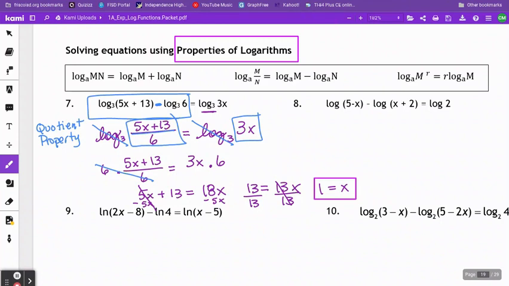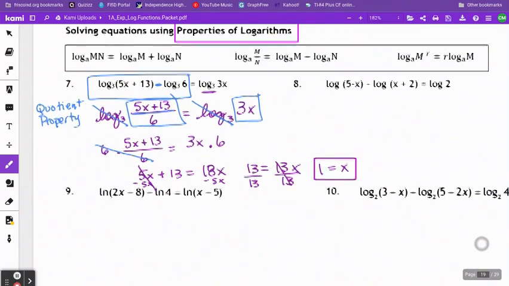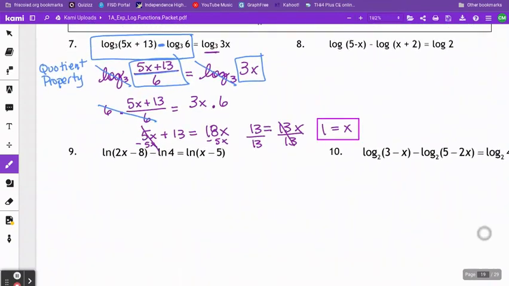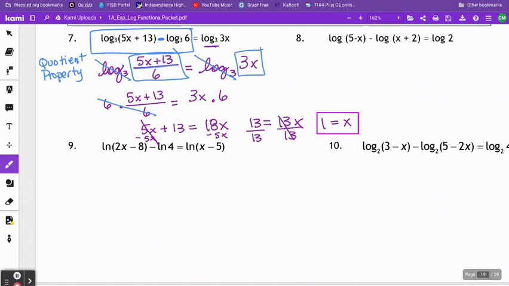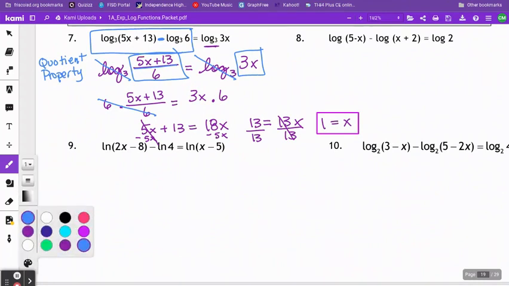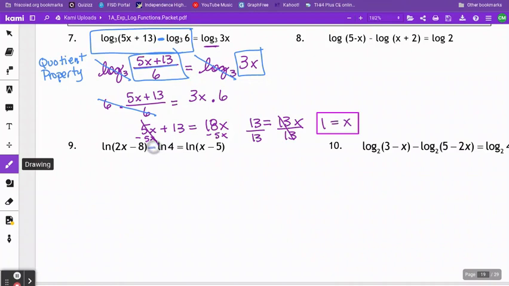So now I'd like for you to try number 9 all by yourself. It's going to follow the same sort of process that we just worked through. As a matter of fact, it even has the same subtraction here in between these logs. So you are going to use the quotient property. Condense the two logs that are on the left side, and then use your one-to-one property in order to solve the equation.